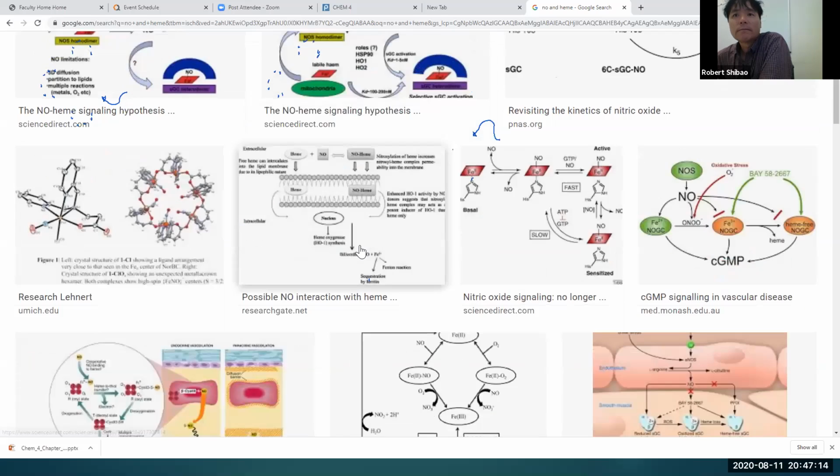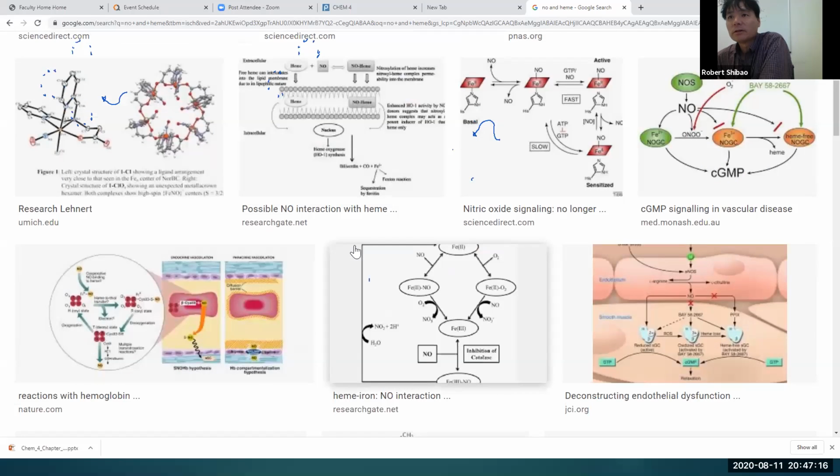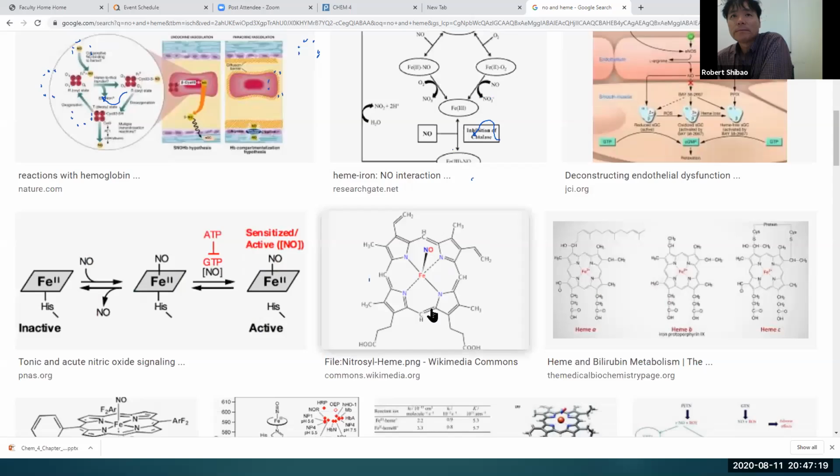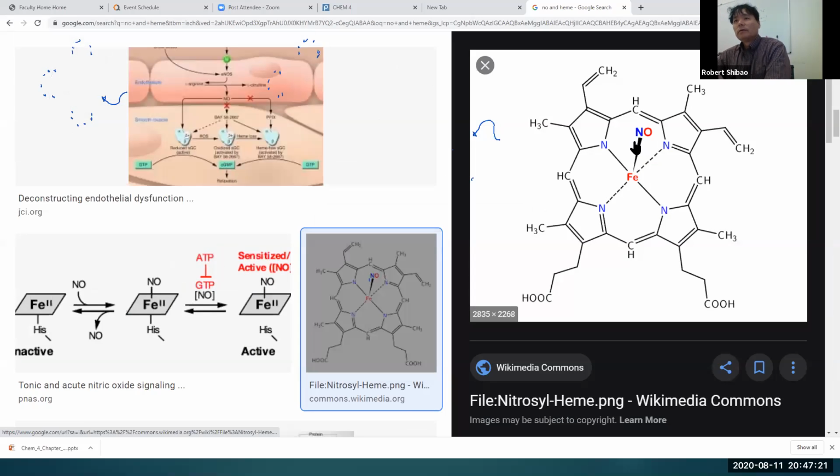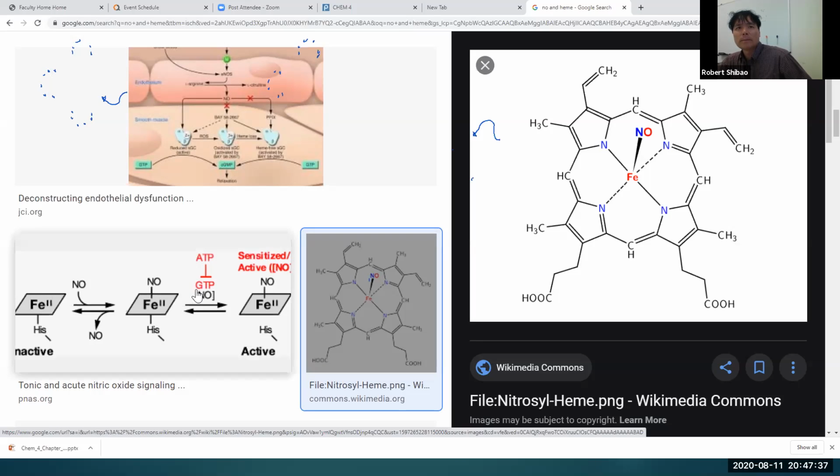And so probably some structures in here. NO attaching. NO, when it's a ligand, we call it nitrosyl. I mean, ligand, you probably never heard that, ligand. This is a Lewis base. It's called nitrosyl.